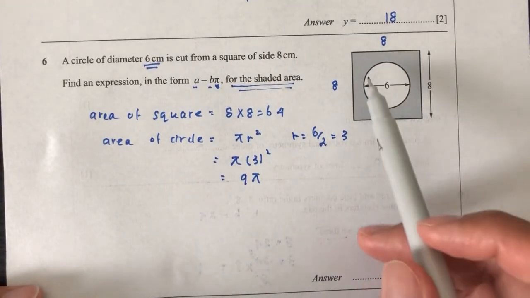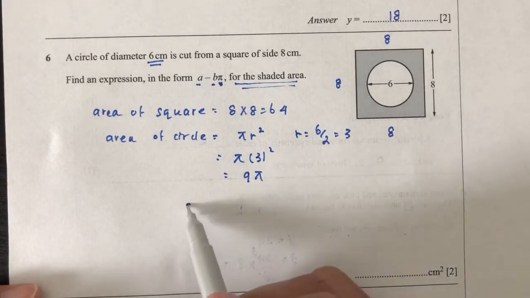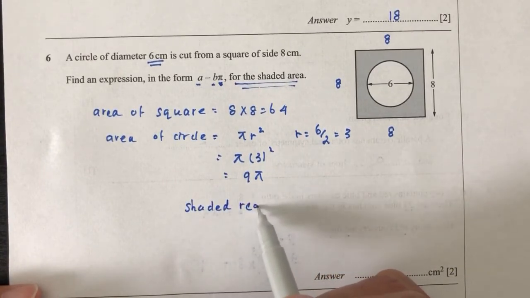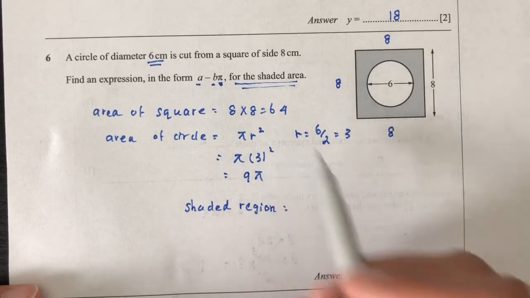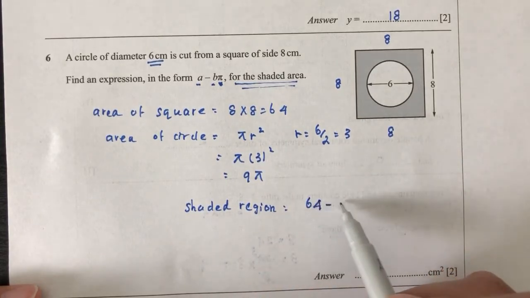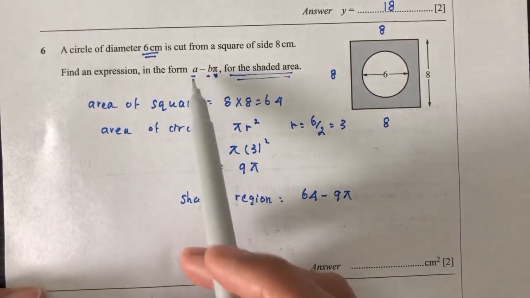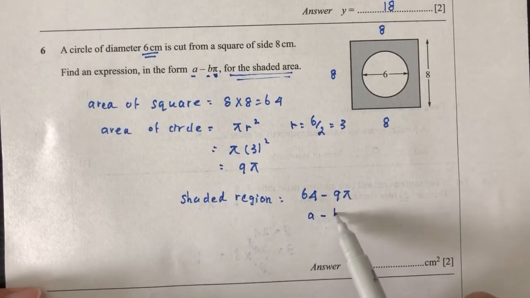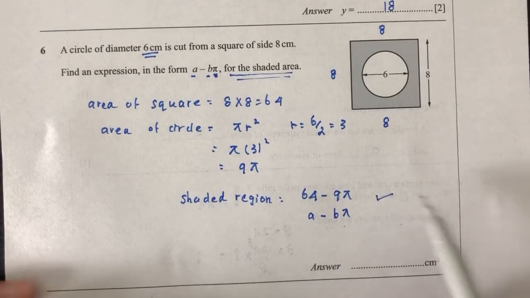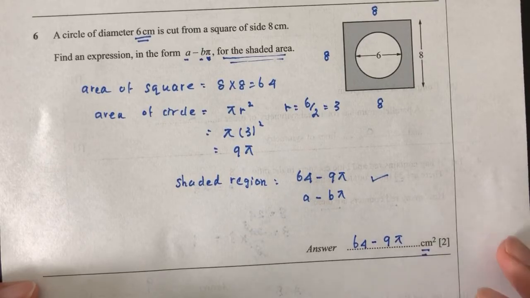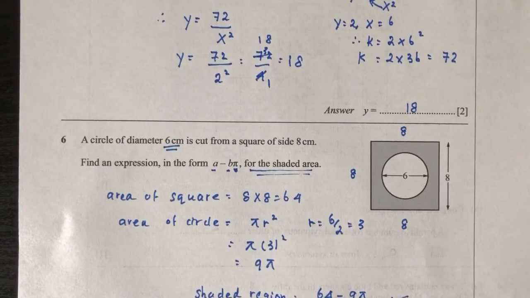Now, if you want to find the area of the shaded region, we have to do the area of the square, which is 64, minus 9 pi. So here you go, it is in the form of a minus b pi. So your answer is good. The answer for question 6 will be 64 minus 9 pi centimeters squared. And that is for question number 6.